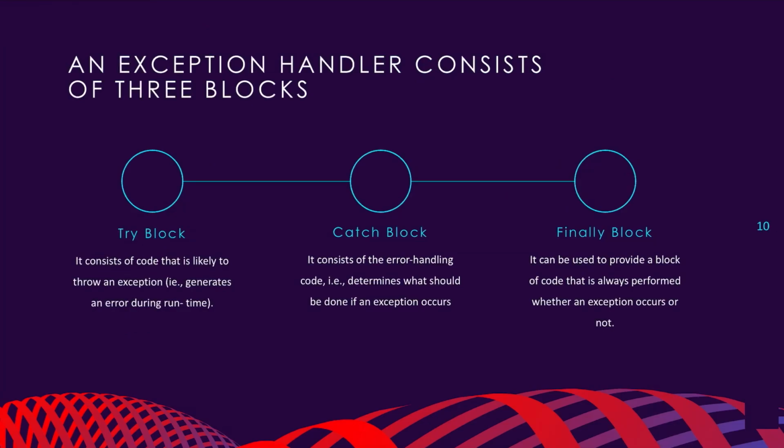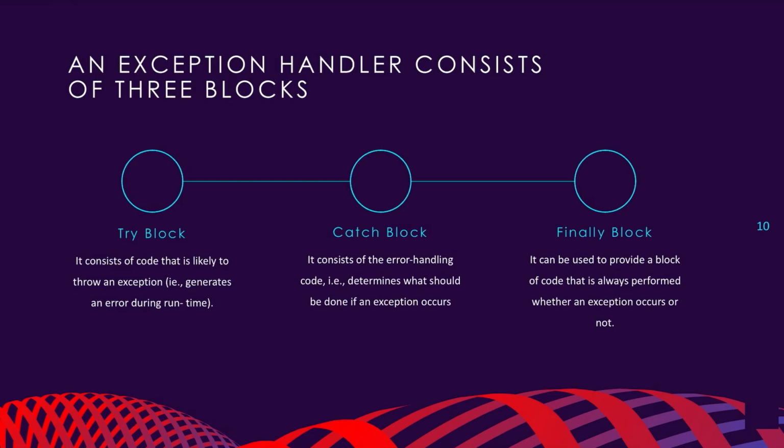So an exception handler will consist of 3 blocks. Those blocks are try block, catch block, and finally block, and each of them has a particular role and responsibility. Now the try block consists of the code that is likely to throw an exception. So let's go back to the example I gave of you writing code where you're expecting the user to input an integer, but you suspect that a user might input a string. In that case, that chunk of code, you'll put it in the try block.